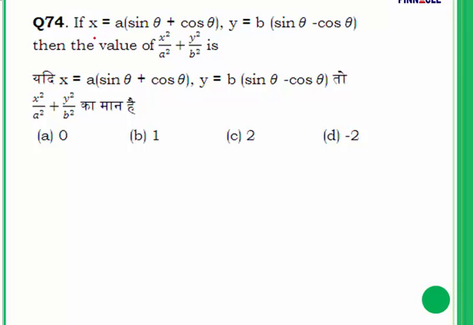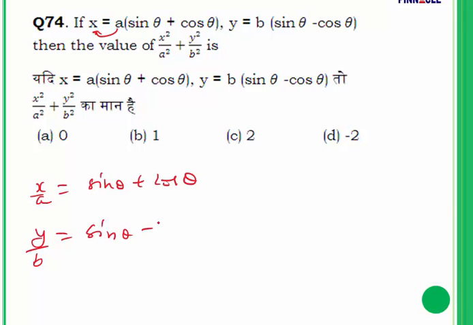Here the question is: if x is equal to a sin theta plus cos theta, y is equal to b sin theta minus cos theta, then we have to find the value of this. You can say, bring a to this side, x by a is equal to sin theta plus cos theta, and y by b is equal to sin theta minus cos theta.